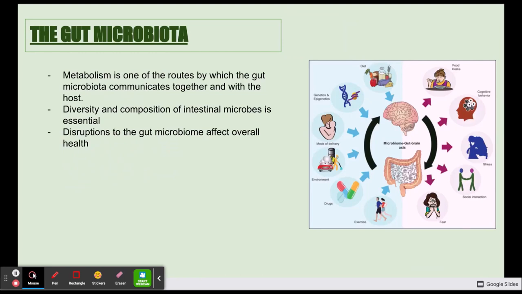Metabolism is one of the routes by which the gut microbiota communicate with each other and with the host. They build and recognize microbiota patterns. Also, they adapt to a new one to increase the fitness of another. Together, they work to maintain a stable digestive system.